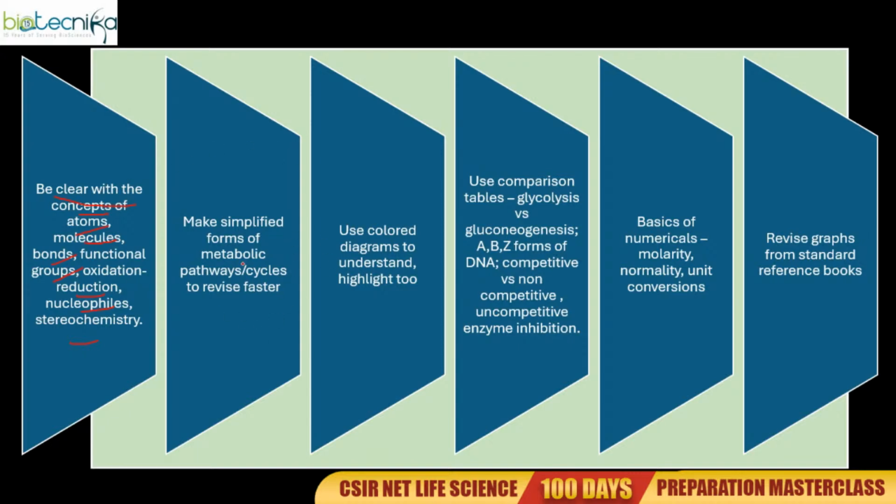So you have to be very clear with the basic concepts. Next, when we look into the metabolic pathways, you can write them manually, or you can take images from a standard reference book. When you use images, you can highlight the important enzymes and their locations with different colors. Different colors attract attention and the things will be retained in our mind for a longer duration. Then, when it comes to comparison tables, you can make one for the A, B, Z forms of DNA and different types of enzyme inhibition.